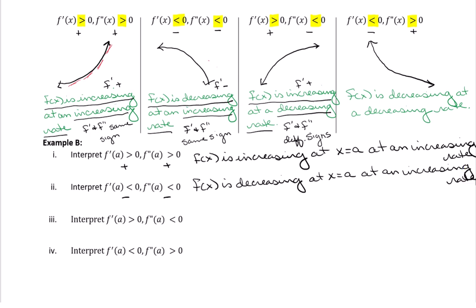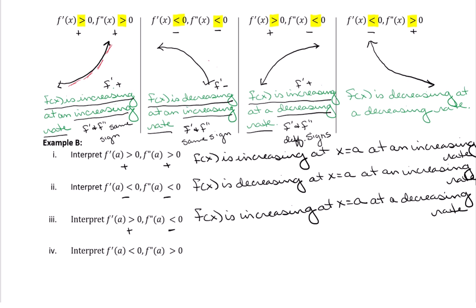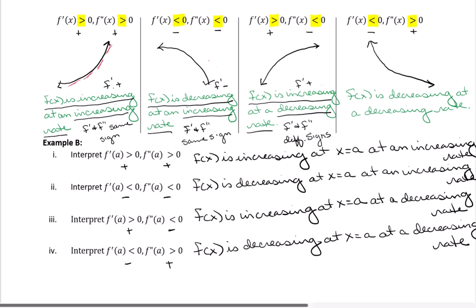In part 3, our first derivative is positive, but our second derivative is negative. So the first part tells us that f of x is increasing at x equals a, but the fact that the signs are different tells us that it's doing so at a decreasing rate. Now the very last one, you can pause and see if you can do it on your own. Otherwise, our first derivative is less than 0, so it's negative, and our second derivative is greater than 0, so it's positive. This tells us that f of x is decreasing at x equals a at a decreasing rate.